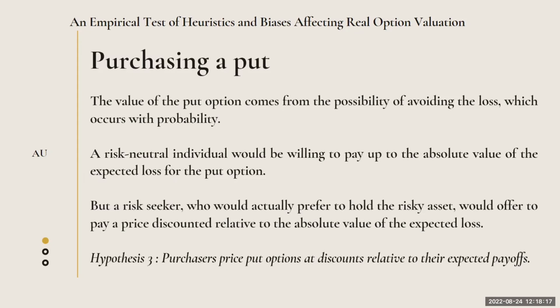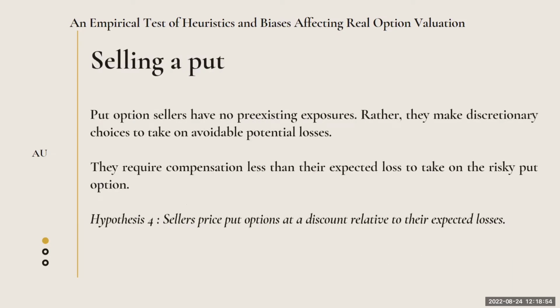Purchasing a put. A risk-neutral individual would be willing to pay up to the absolute value of the expected loss for the put option, but a risk seeker who would actually prefer to hold the risky asset would offer to pay a price discounted relative to the absolute value of the expected loss. So the hypothesis is that purchasers price put options at a discount relative to their expected payoffs.